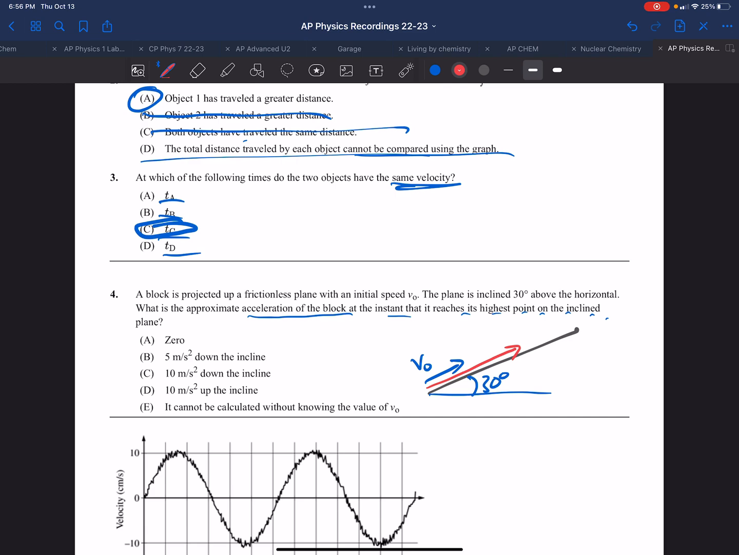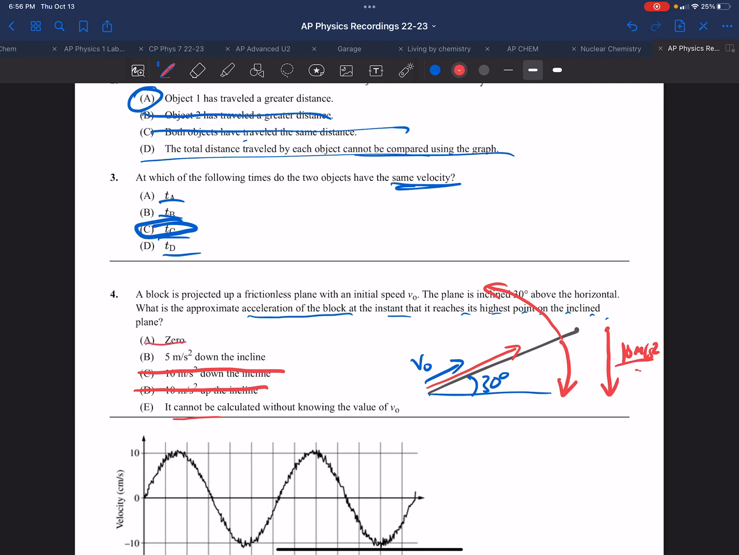And we know that the greatest acceleration we could ever experience being caused by gravity would be if it were just dropped, and that would be 10 meters per second squared. But because it's at an angle, we know it's going to be less. Because if we made this angle less, it would not speed up as quickly or slow down as quickly, and the bigger we make the angle, the closer it'll approximate 10. But it can't be 10. So we know it's not 10 meters down, it's not 10 meters up. Said it cannot be calculated.